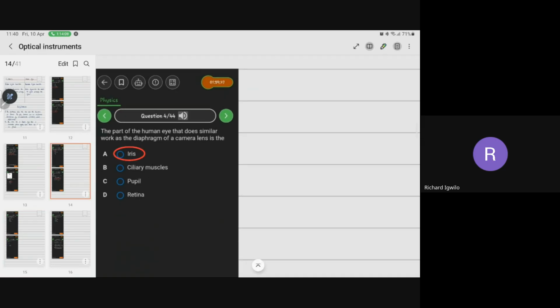Which one? Which one did I circle a wrong thing? Can someone talk, please? Is there anyone I circled the wrong thing? I don't think so. All right.